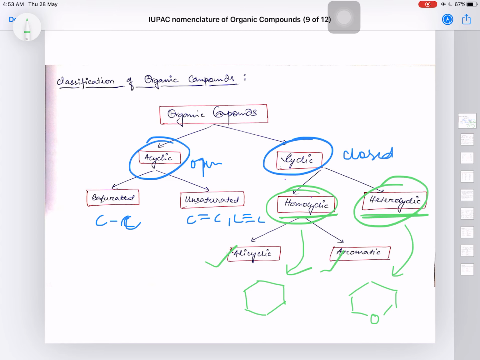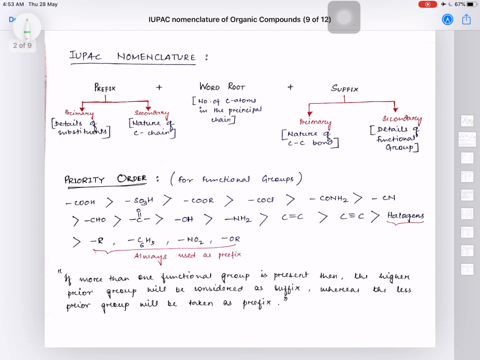Let us go to the next part. First we will be discussing the IUPAC nomenclature of organic compounds. This is the most basic thing that you have to study for organic compounds, because whatever you want to do, say reaction mechanisms or organic conversions, if you don't know the name of the compound, it will be a little bit difficult for you. So first of all, you have to know how to write the IUPAC nomenclature for organic compounds. This is the basic structure of IUPAC nomenclature.